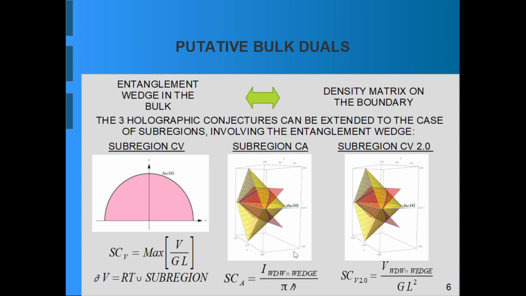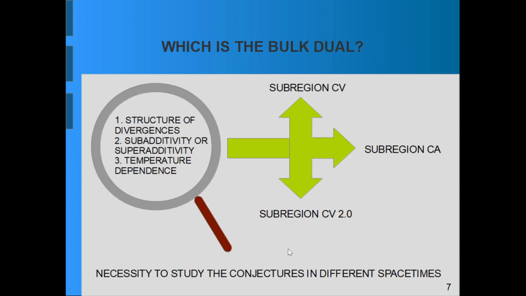The first step towards the understanding of which is the bulk dual is to compute these three quantities in different spacetimes, investigating, for example, the divergences, subadditivity or superadditivity properties, and the temperature dependence. Here I will concentrate on AdS-free and BTZ spacetimes. From previous works of other authors, we know that the volume in these spacetimes is a topological quantity. It is interesting to see what is the result for the action and the spacetime volume.